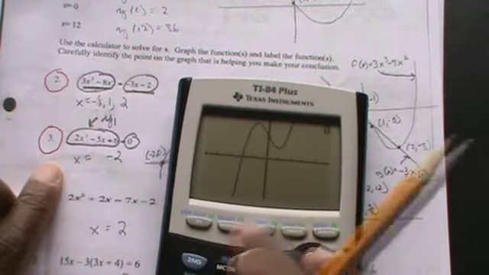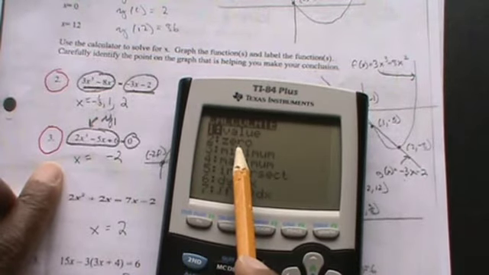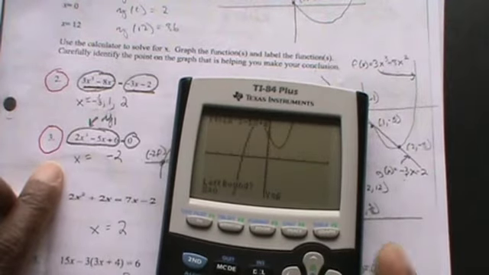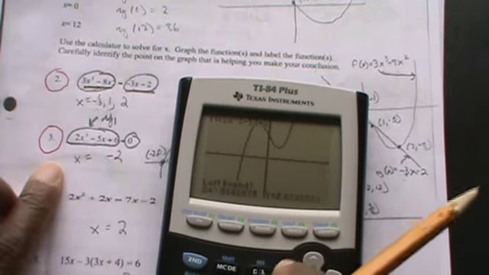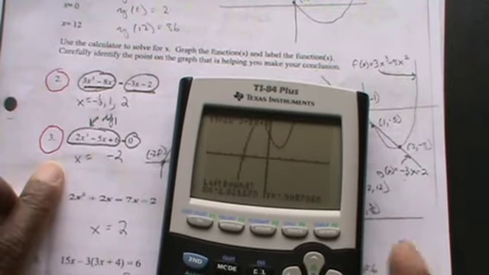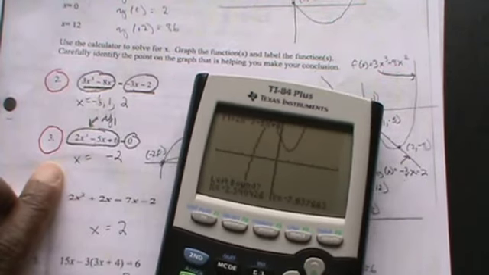All right, so if you do second calc number 2, because notice you're trying to find out what happens where y equals 0, or your root. Then it's going to say, go to where you think the root is. So notice I'm scrolling to the left. The root's somewhere in here, right? So I'm going to go to the left of this particular point and press enter.